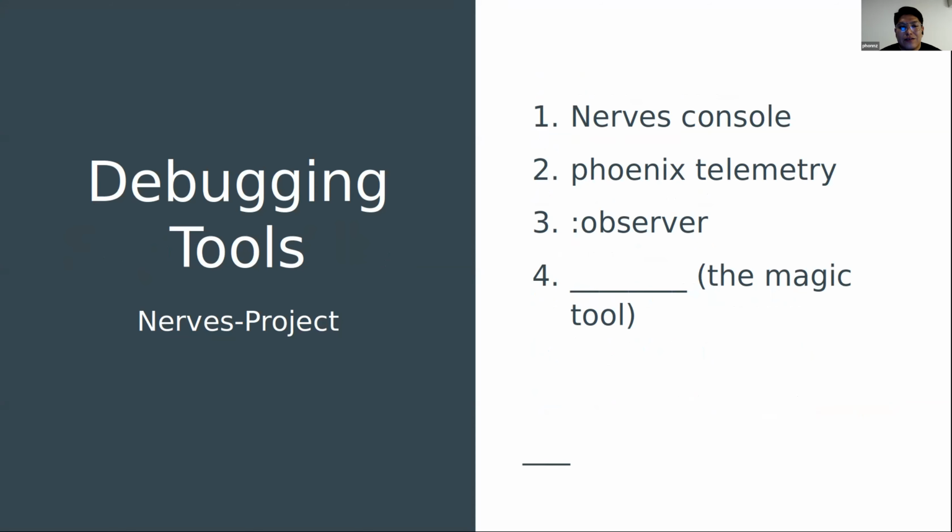So now about debugging tools. Inside your Nerves system, you have a console you can access through Secure Shell. You can use Phoenix telemetry. So basically, you can implement the telemetry inside Nerves and probably connect it to some Phoenix application in some server and show real time what's going on with your device or with your sensors.